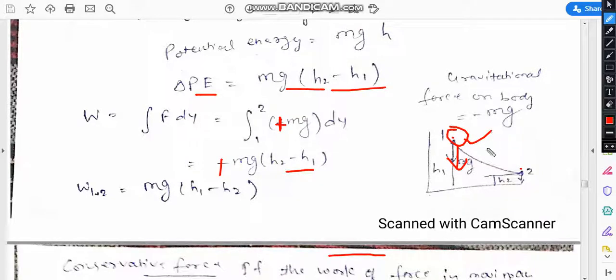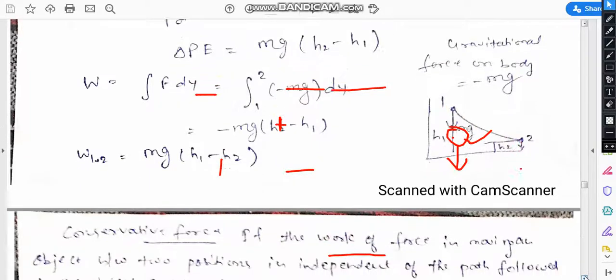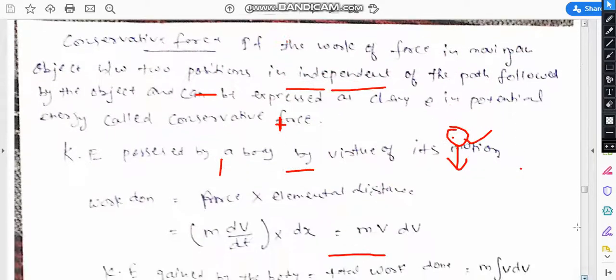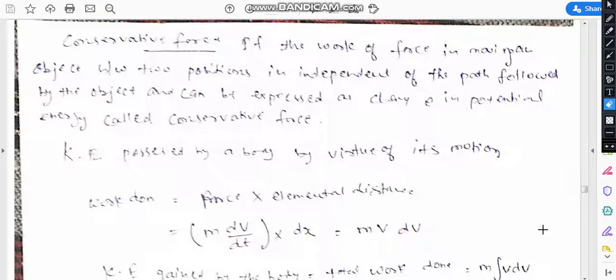Okay, so our next topic is conservative force. What is a conservative force? In the case of a conservative force, the work done in moving an object between these two positions is independent of the path, meaning you follow any trajectory, but the force remains the same. That is called a conservative force.